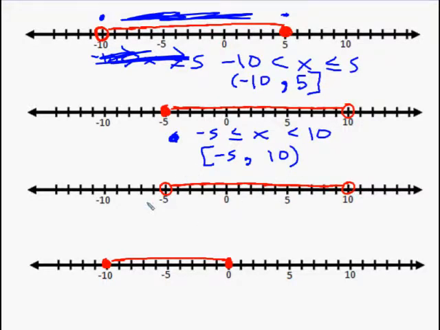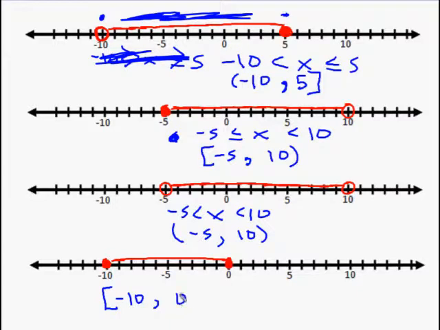Now on this one, neither are included, so negative 5 is less than x is less than 10. And as far as interval notation, negative 5, comma, 10, parentheses on both sides because I don't include either of them. This last one, I include both of them. So in interval notation, negative 10 to 0, include the 0, include both of them. And on inequality, that's going to be negative 10 is less than or equal to our number, is less than or equal to 0. Easy, see, sandwiched between.